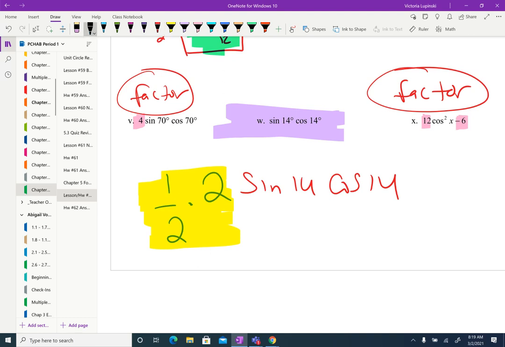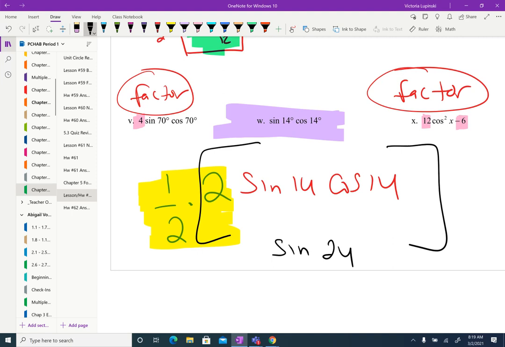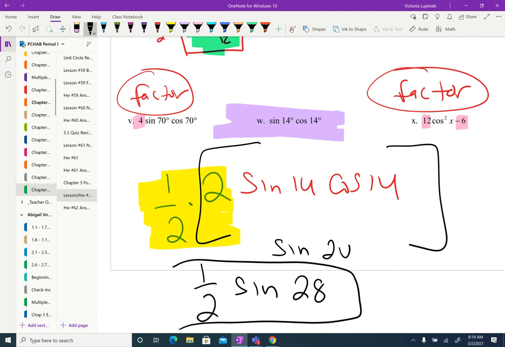Once you put both, then you're going to group this piece. You're going to realize that this is the sine of 2u. Make sure that's a u, not a 24. So inside the black, that becomes the sine of 2 times 14, which is 28. And then you just have to make sure you have a 1/2 on the outside, because this 1/2 has to be part of your final answer.